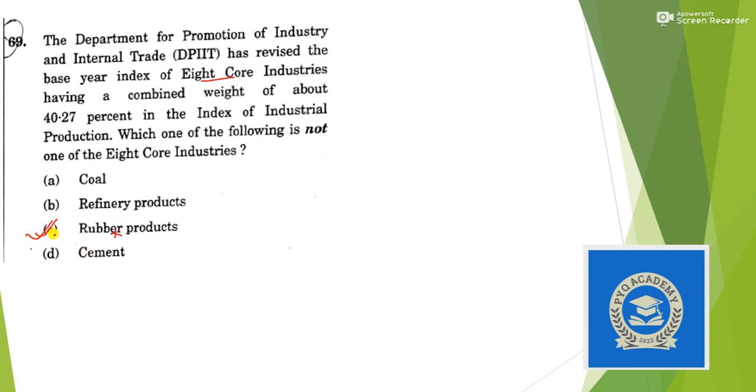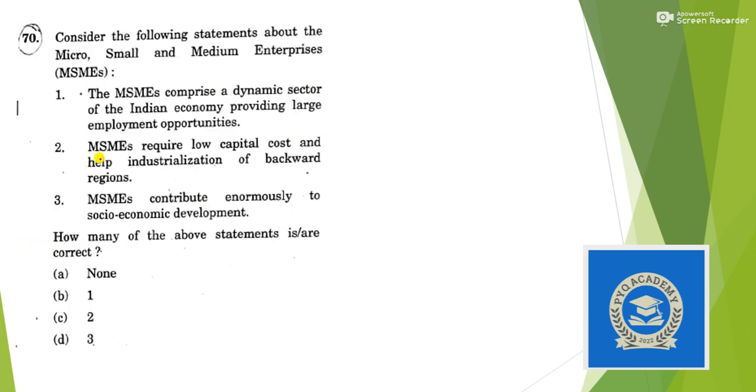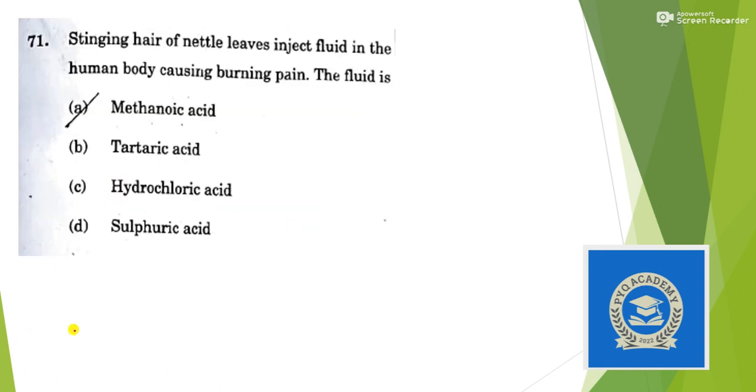This was also a very easy question. Next, about MSME, all the 3 statements are general statements and these are correct. Answer is option D. Next, yes, a very easy question. Sting of nettle hair is nothing but methanoic acid, option A. Next, milk of magnesia is a mild base.